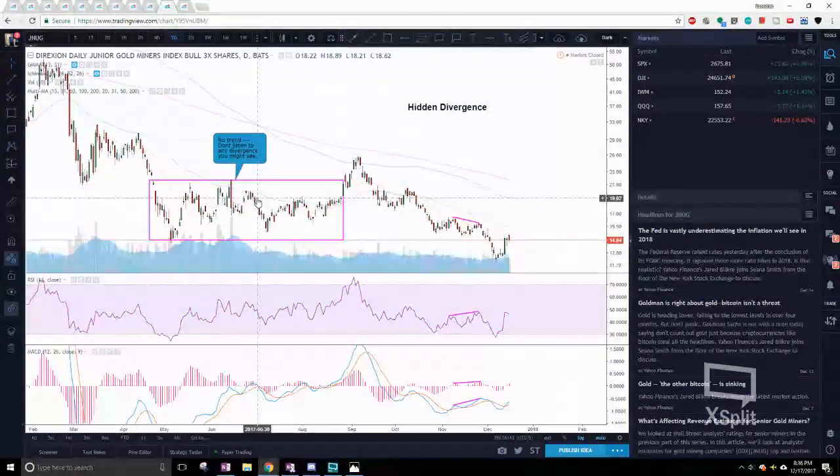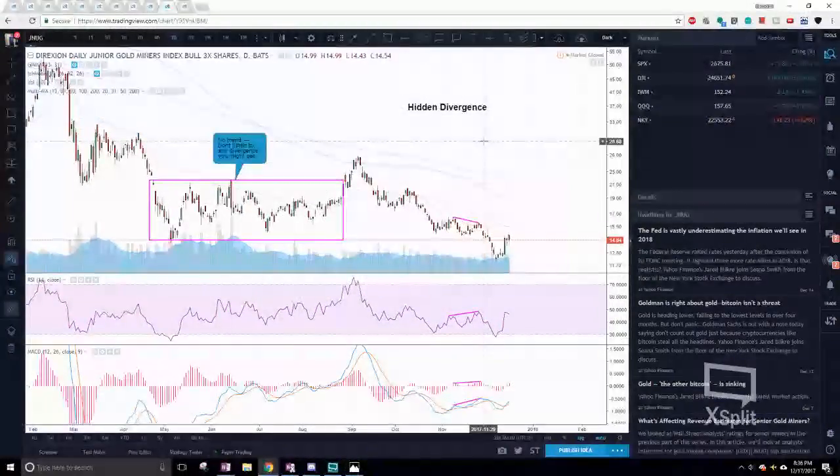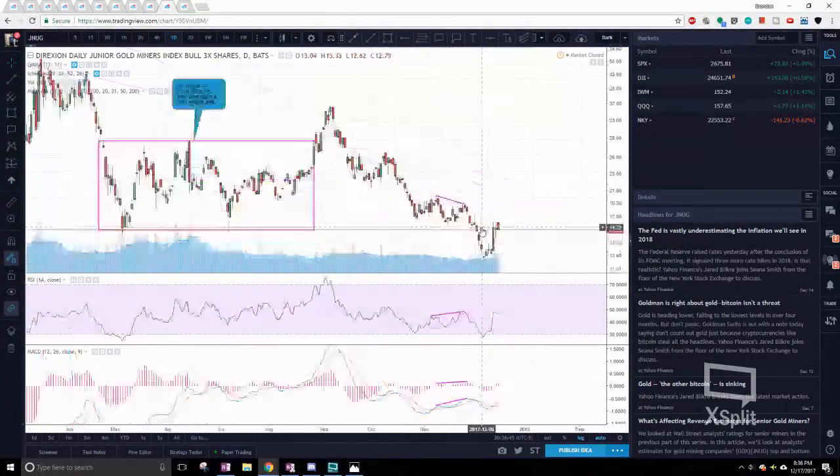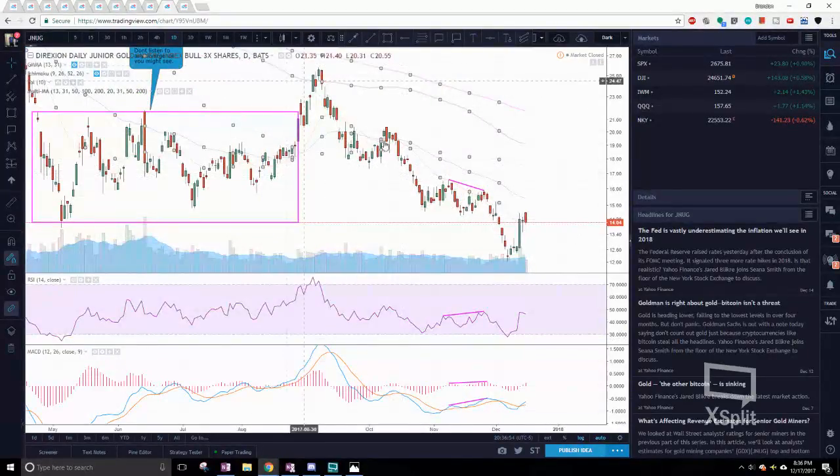This one's pretty good. This is JNUG. We see hidden divergence here in JNUG. Price action is making a lower high. However, RSI is making a higher high. If we go back to this, hidden divergence right here, price action making a lower low, making a lower high, while the indicator is making a higher high. That's what we see here. Pretty straightforward. So at the close of maybe this candle right here, maybe I short this or I cut my long position. I hope you wouldn't be long in something that's just collapsing like this.